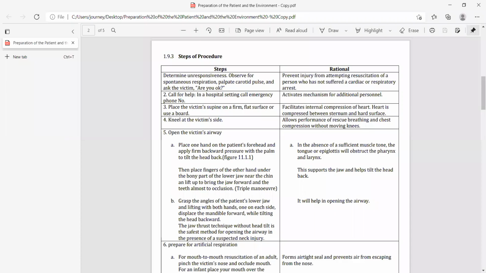Is the screen visible? Yes, ma'am. This is how you need to write in your practical copy, okay? The steps of taking CPR. There should be the step on one side and the rationale on the other, okay? So I'll send you all this PDF and then you write it down.